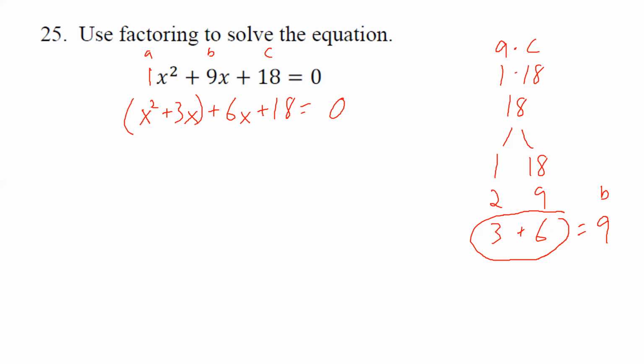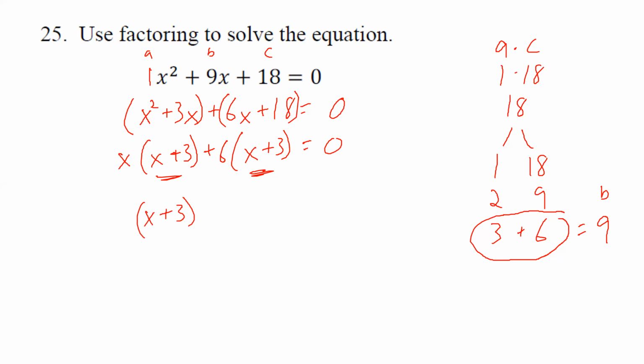Factoring by grouping, group the first two, group the last two. Take out your common factor. So we get x, and we're left with x plus 3. On the other set, take out a common factor, which would be 6. It also leaves us with x plus 3 in parentheses, which we do. So we take those out together as a factor. And the x and the 6 come together as my other set.